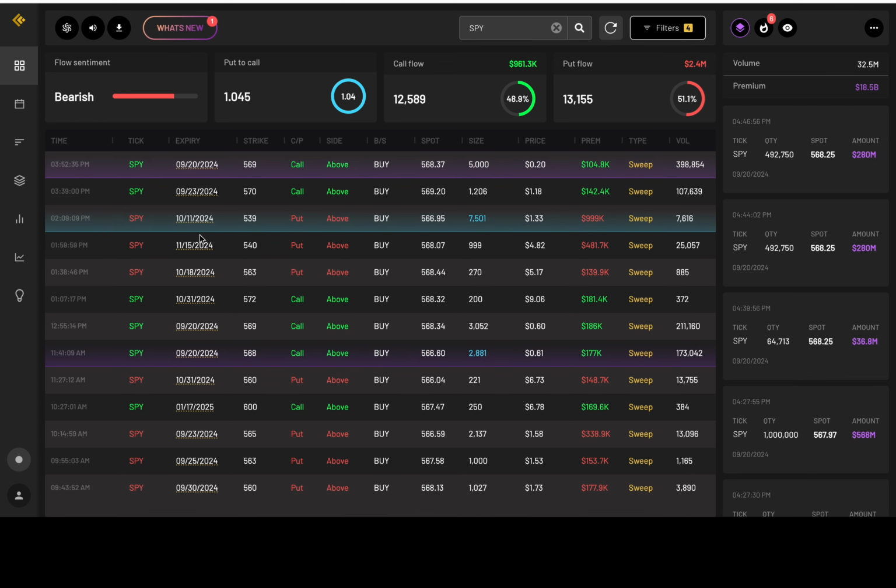Now, here are the aggressive ones, okay? October 11th, 539 strike price. It's almost $1 million. November 15th, 540 strike price. October 18th, 563. These are very aggressive, but I want you guys to notice that the dates have time on them. They're far out. So these players, whoever they are, they're probably not expecting SPY to drop just yet, but I don't know what their intentions are, but let's just say they have time on their contracts.